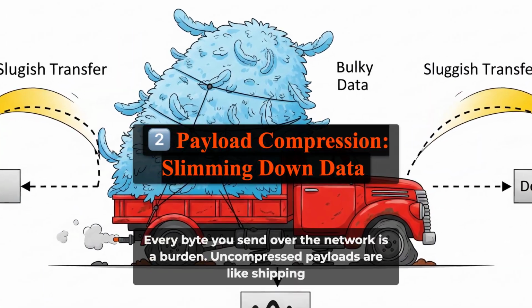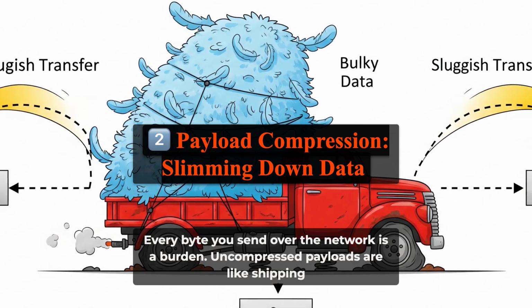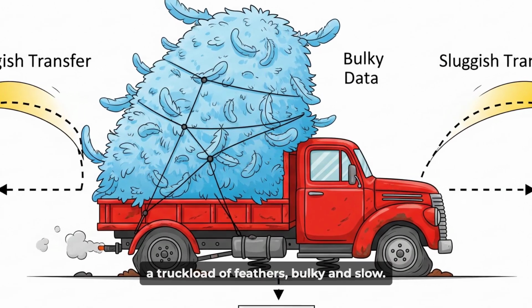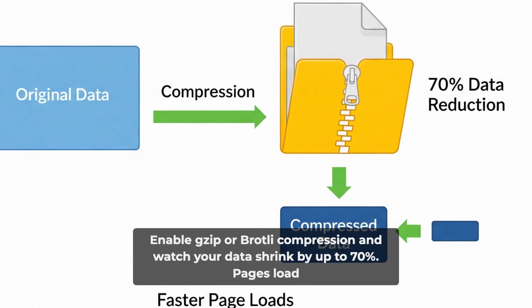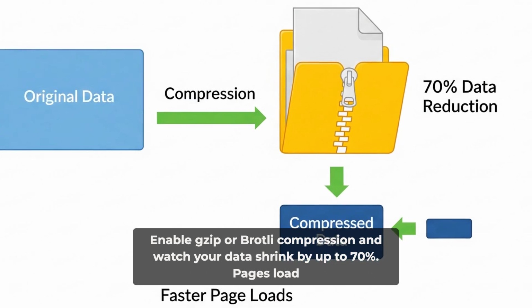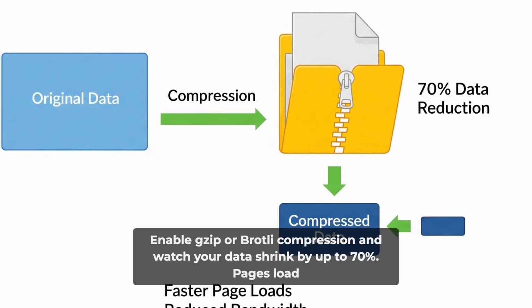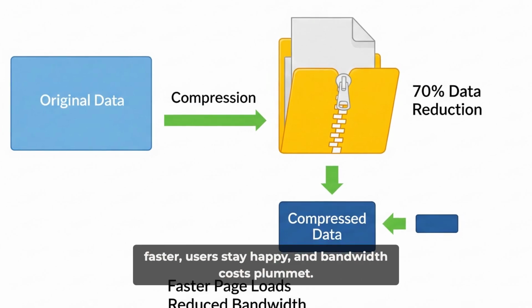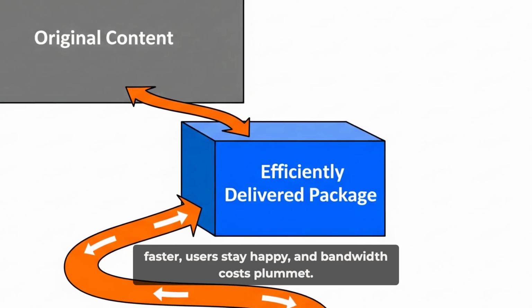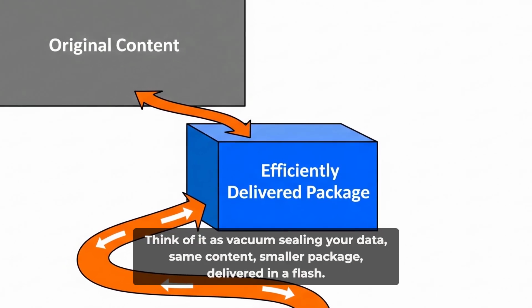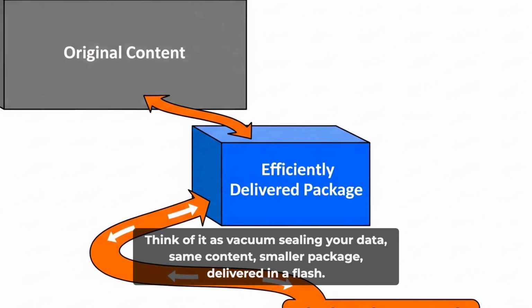Every byte you send over the network is a burden. Uncompressed payloads are like shipping a truckload of feathers, bulky and slow. Enable gzip or Brotli compression, and watch your data shrink by up to 70%. Pages load faster, users stay happy, and bandwidth costs plummet. Think of it as vacuum sealing your data, same content, smaller package, delivered in a flash.